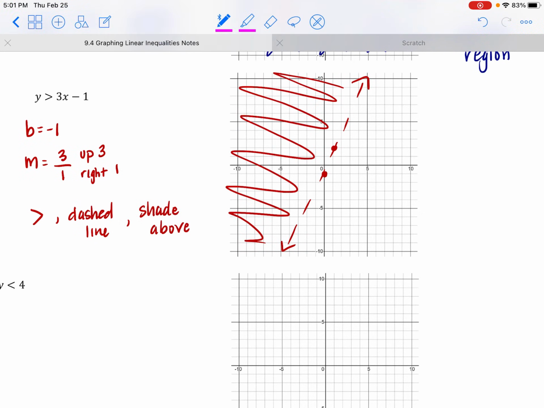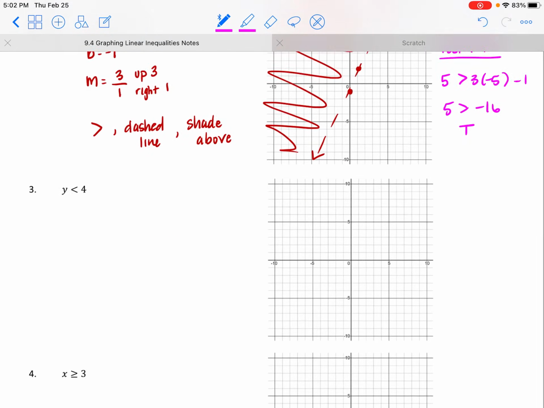And if you want to test one of them, you don't have to do a test point. I just like to. So let me pick, how about this guy? Negative 5, 5. If I put 5 in for y, it should be greater than 3 times negative 5 for x, minus 1. 5 is definitely bigger than negative 16, so that true statement confirms I'm in the right area.